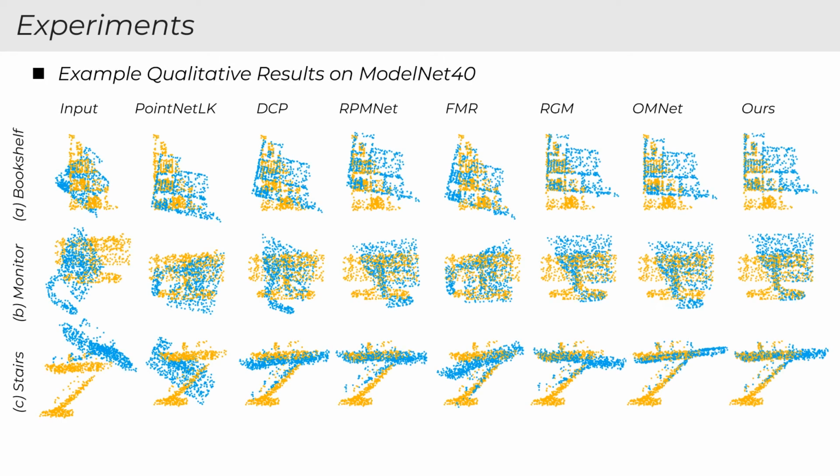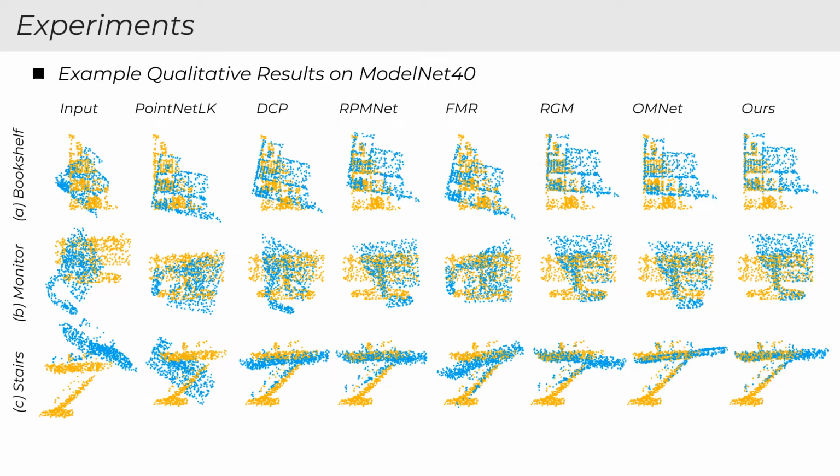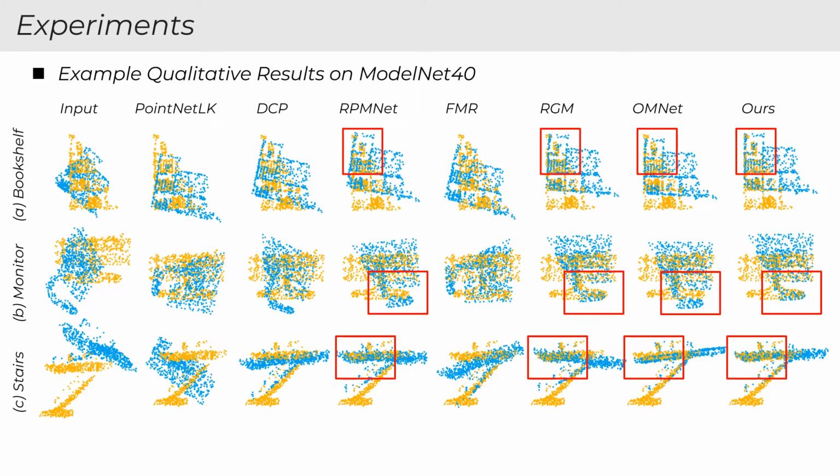Here, we show some example qualitative results on the ModelNet40 dataset. A, B and C belong to the unseen shapes, unseen categories, and the most challenging unseen categories with Gaussian noise, respectively. As shown below, compared to several of the latest algorithms, such as RPMNet, RGM, and OMNet, the registration results of our approach perform better in terms of details.